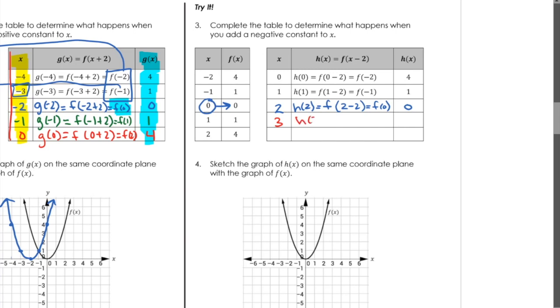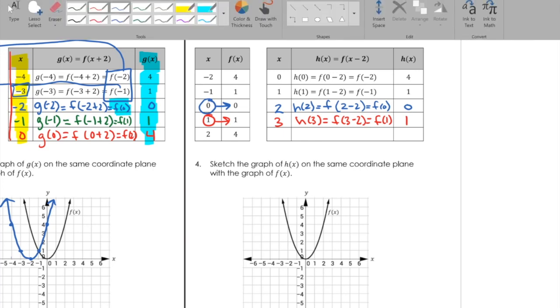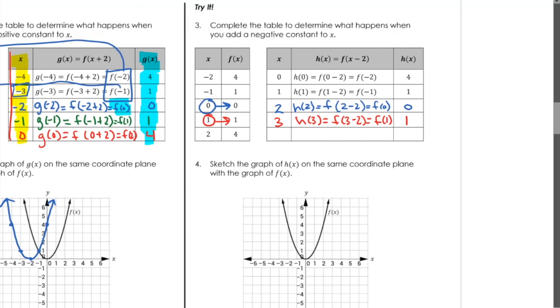So this is h of 3, which equals f of 3 minus 2. 3 minus 2, well, that's going to be 1. And that answer is right here, 1. So I take the number, that number is 1.